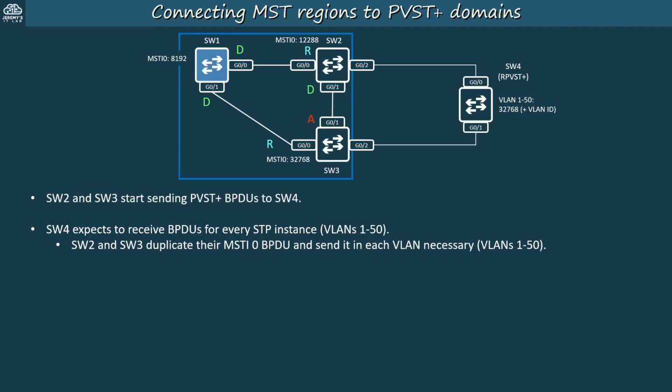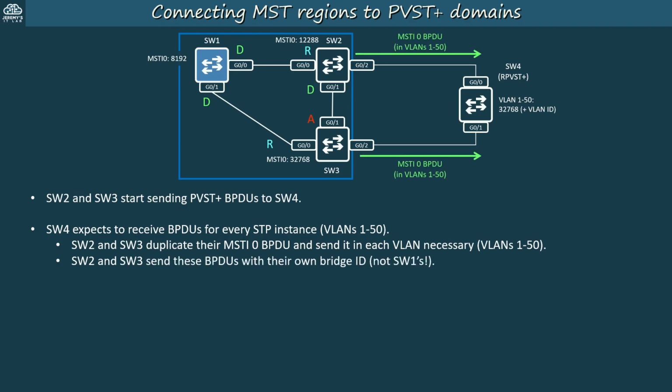The BPDU is sent using the classic STP format, as I mentioned before. We'll check that out in the lab video. And these BPDUs are sent with switch 2 and switch 3's own bridge IDs, not switch 1's. Unlike when interacting with another MST region, when interacting with a non-MSTP switch, they don't present the region as a single logical switch when they send BPDUs. However, they do indicate switch 1 as the root bridge in their BPDUs, of course. And then switch 4 accepts switch 1 as the root bridge.